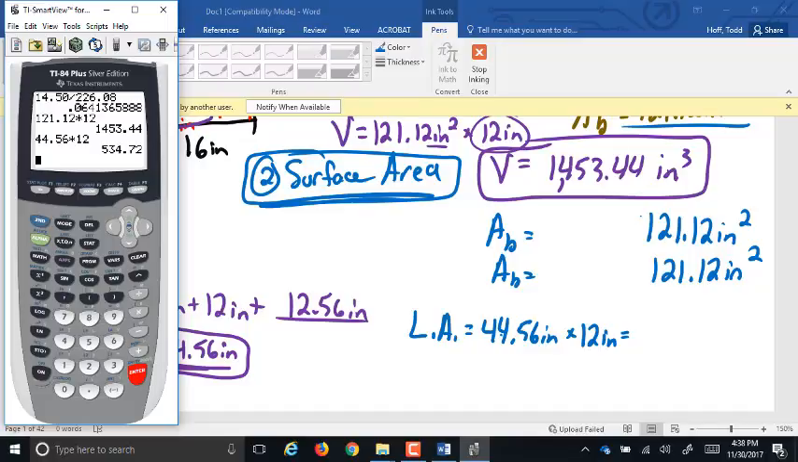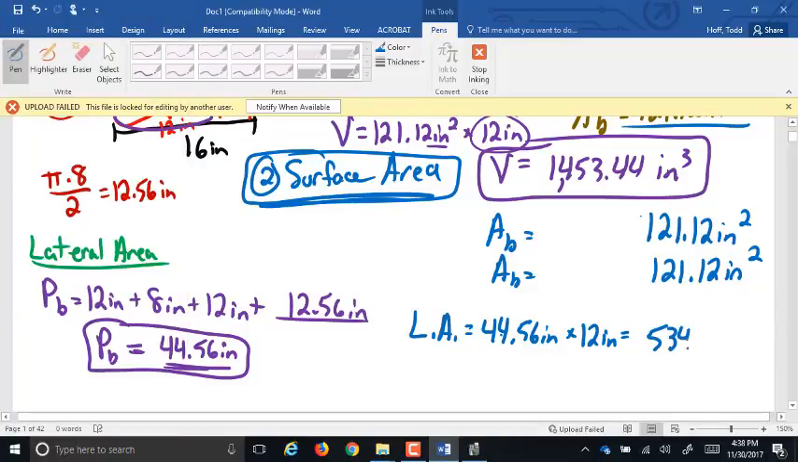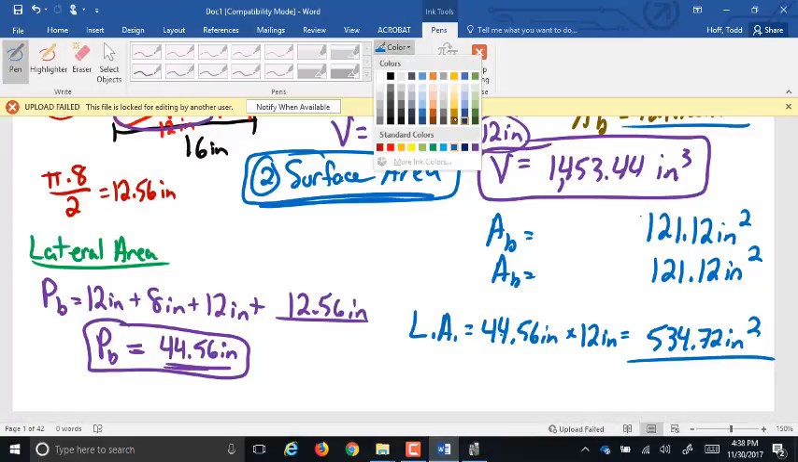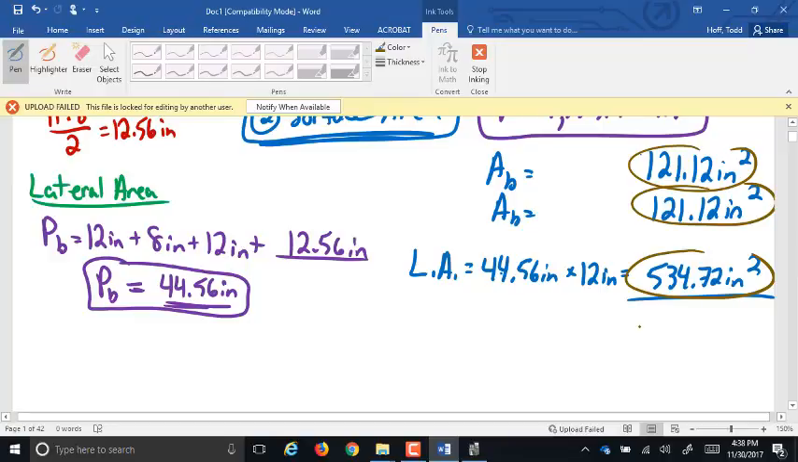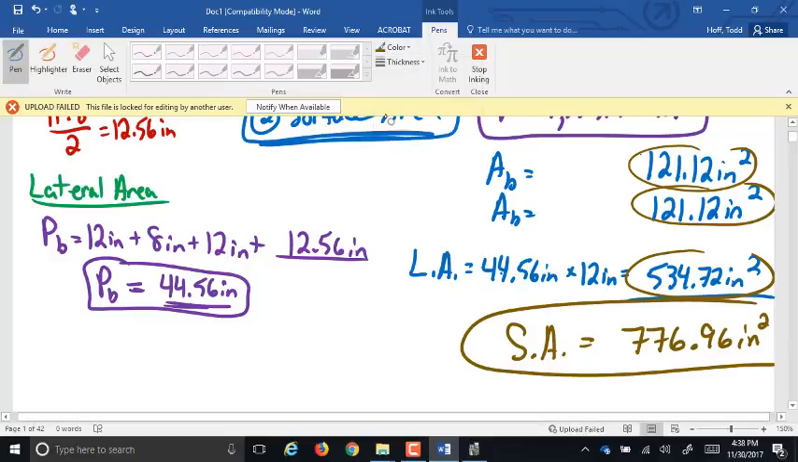giving us 534.72 inches squared. So we add up the two bases and the lateral area, which gives us 776.96 inches squared for our surface area. Did anybody come up with that?